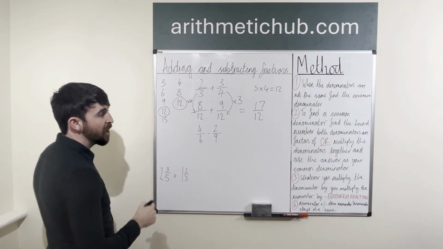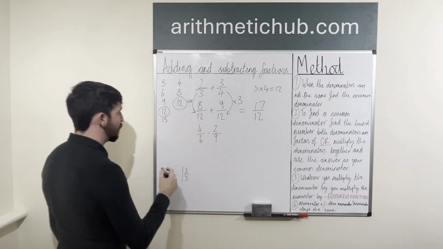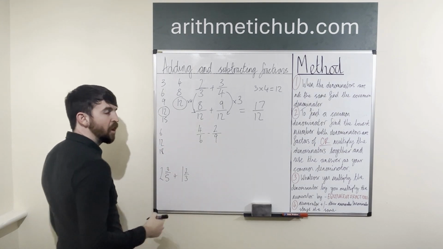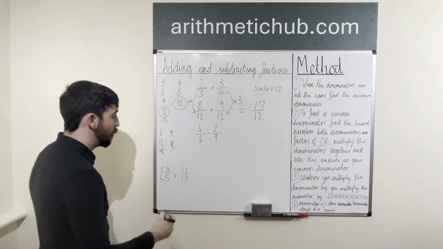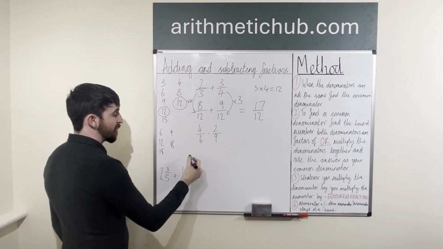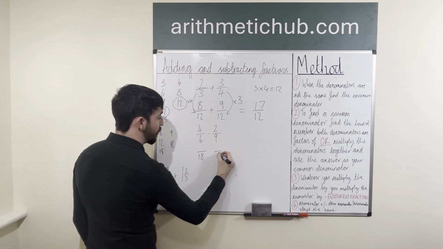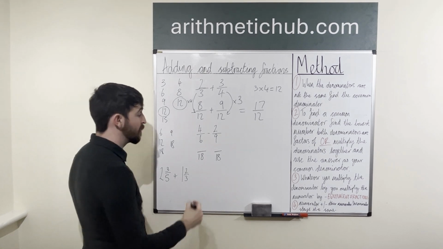Okay, let's look at the first method. To find the common denominator, find the lowest number both denominators are factors of. Okay, 6, 12, 18. Actually, I know my 9s, and I know 9, 18. So I know that actually both of these are going to have a common denominator of 18, aren't they? So I can put 18 as my common denominator. And that's a really simple multiplication for both of these sides.